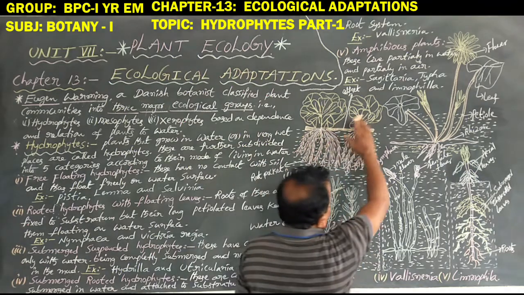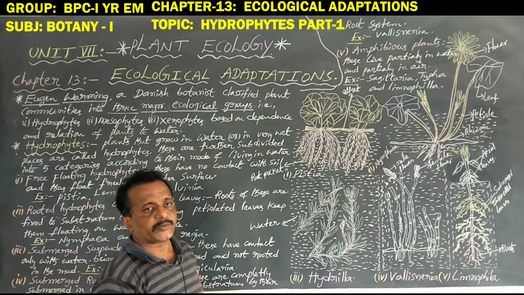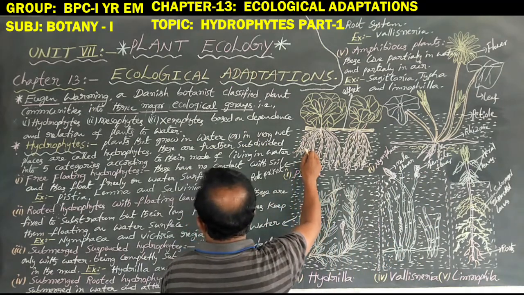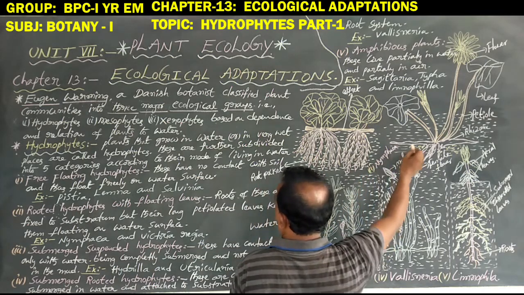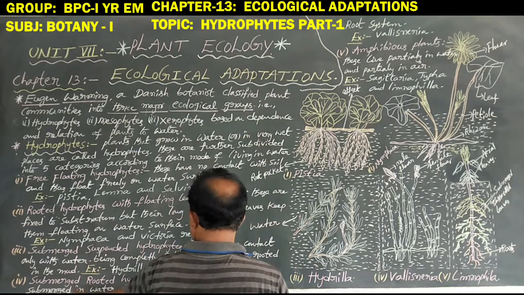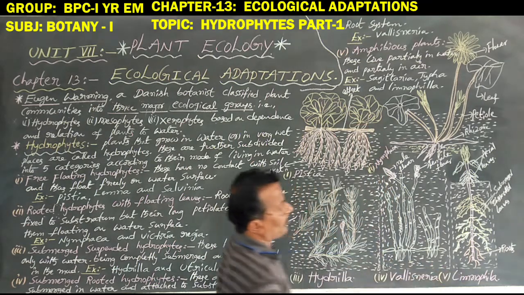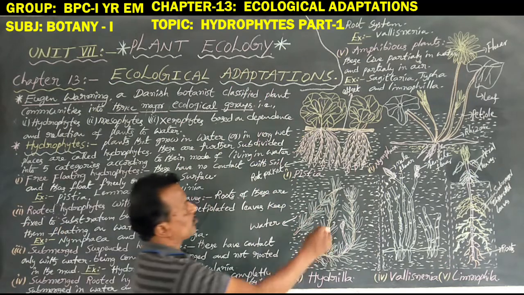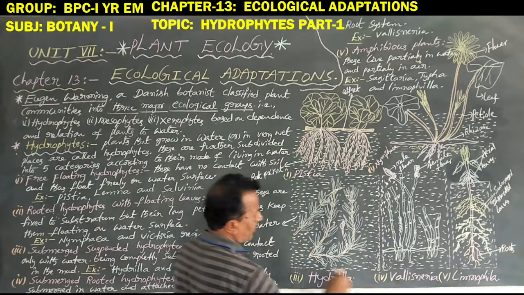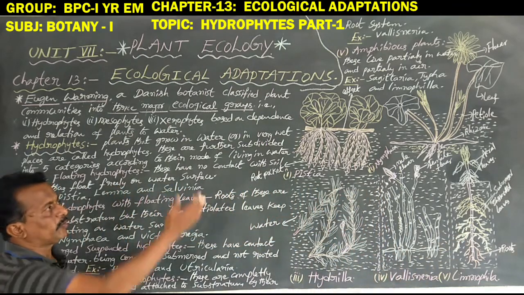Dear students, these are diagrammatic representations of different kinds of hydrophytic plant groups. In the first diagram are free floating hydrophytes, the second rooted hydrophytes with floating leaves, the third submerged suspended hydrophytes, the fourth submerged rooted hydrophytes, and the fifth amphibious plants. Let us discuss them one by one.